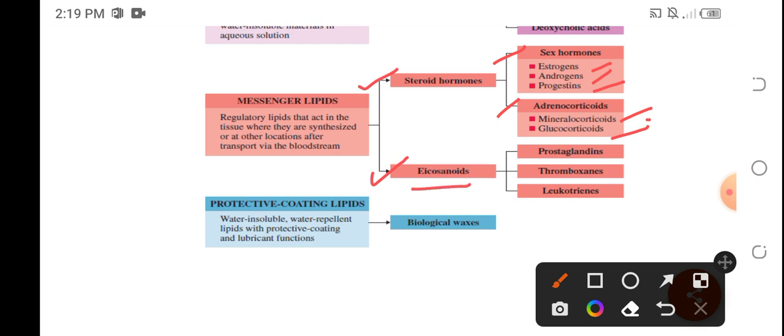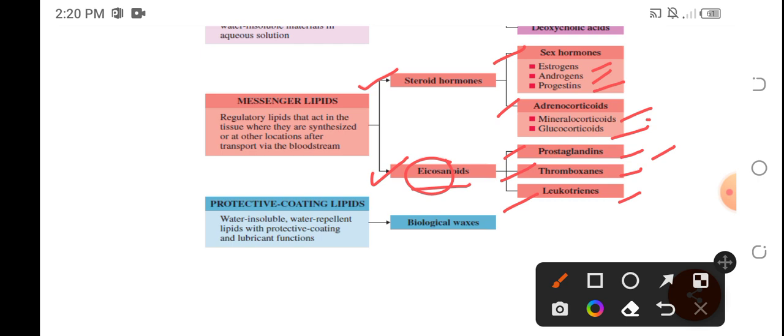Then for the eicosanoids, icosa means 20, so it has 20 carbon atoms, and this includes the prostaglandin, the thromboxane, and the leukotriene. Prostaglandins is responsible for the increase in body temperature, and for intensifying the pain and inflammation. Thromboxane is for the regulation of the blood clots, and leukotrienes are for the allergic or hypersensitivity reaction.